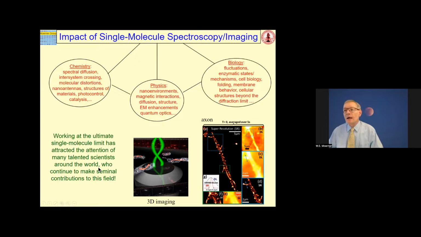This area now has impacted chemistry, physics, and biology. This ultimate limit of single molecules has attracted many, many people all over the world who continue to make important contributions, including in Ukraine.